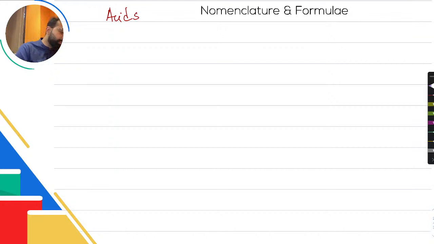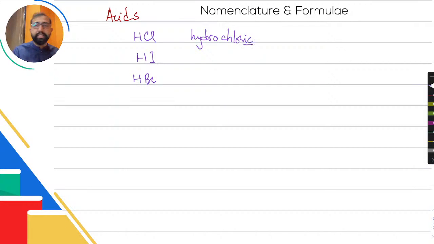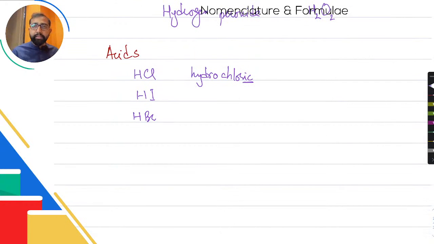So I'll take a few examples. I have HCl, HI, HBr. These are acids from group 7. Now the thing is that all of them have just 2 elements in them, hydrogen and chlorine. So for this reason, we'll call this one hydrochloric. Hydro because hydrogen and chloric because chlor. And then because it's an acid, to say that, we're going to say ic at the end. So acids, their names end in ic. All right, so acids end in ic.